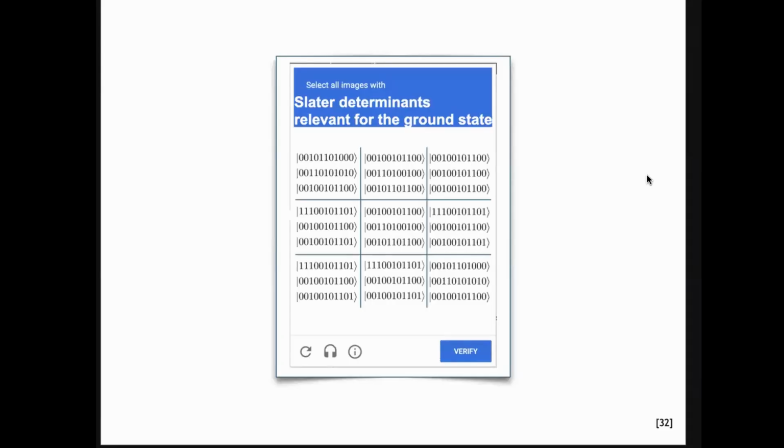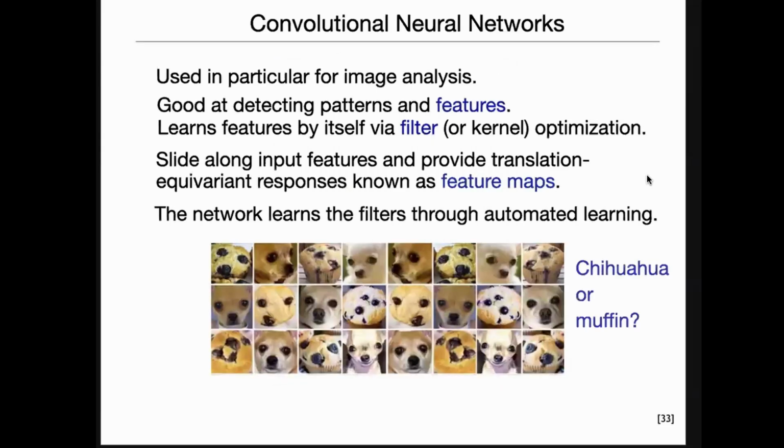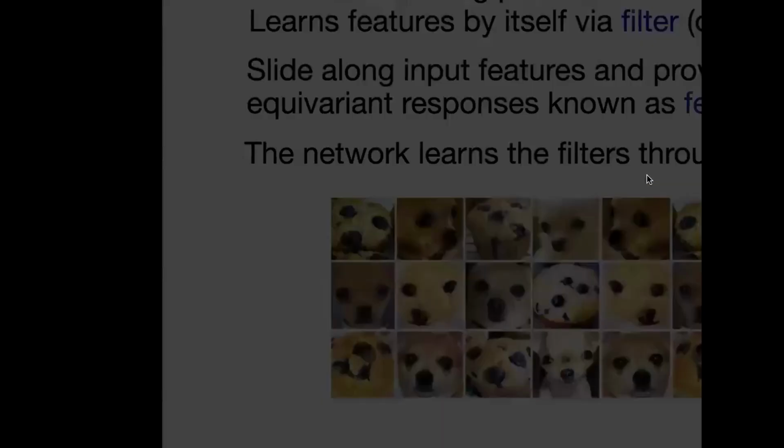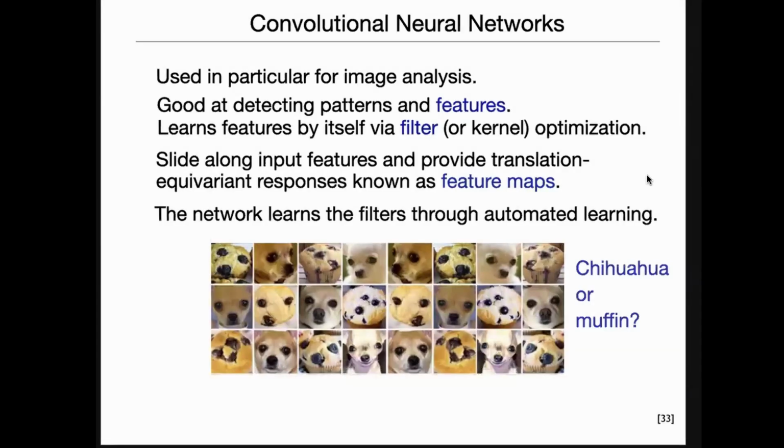That's basically what convolutional neural networks are trained to do. They are trained to identify patterns in images, all right? And so here's an example: which one is a muffin? Oops, and which one is a chihuahua? What is going on? Okay.